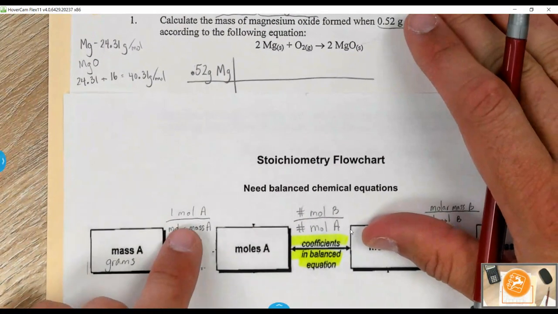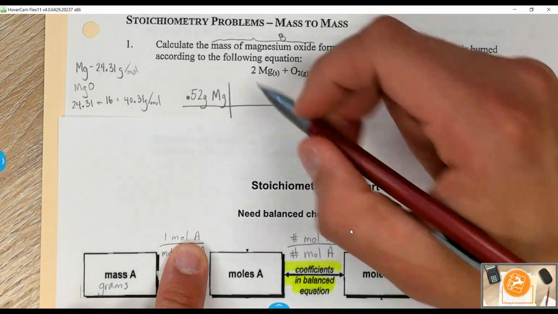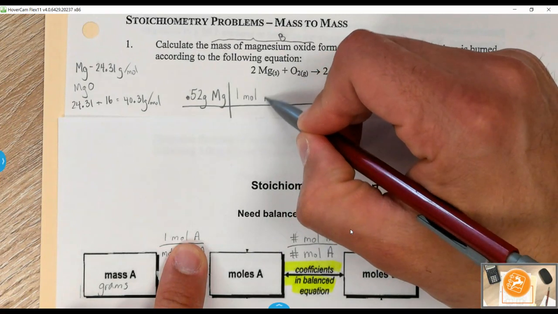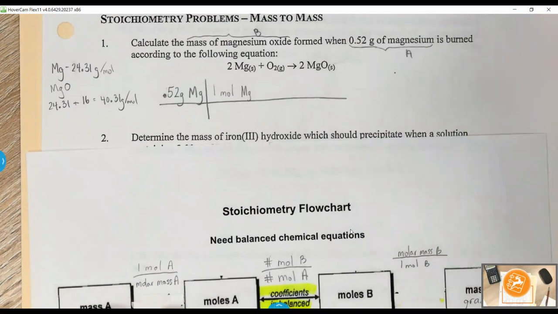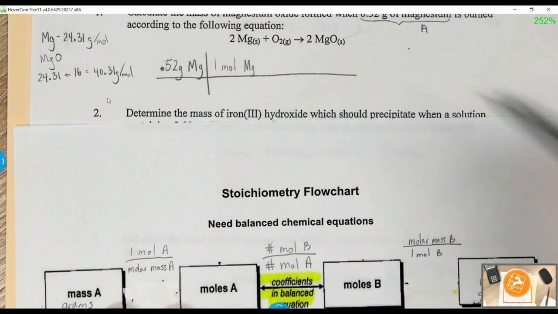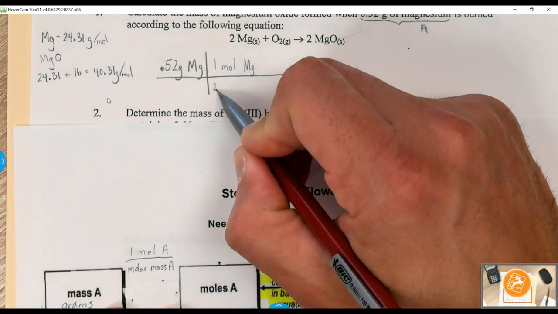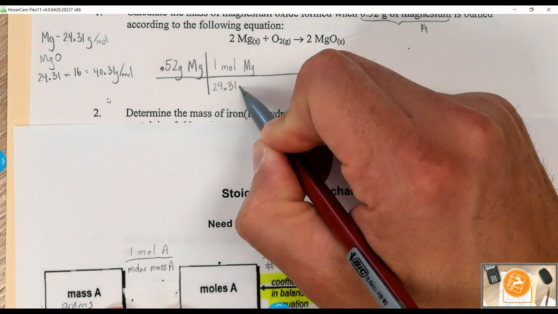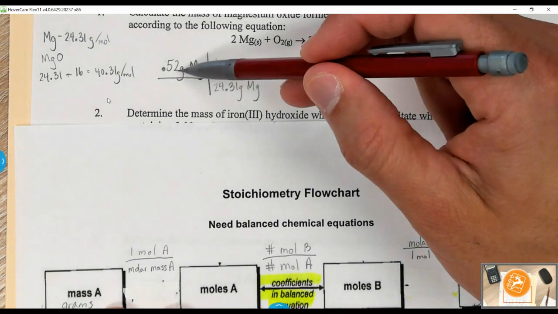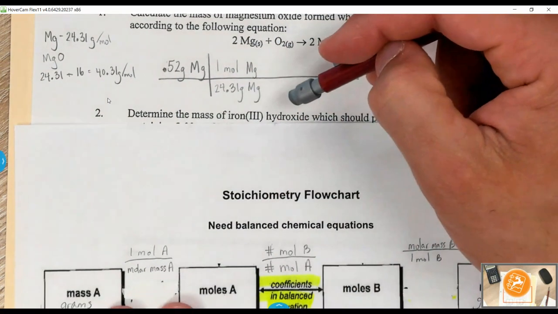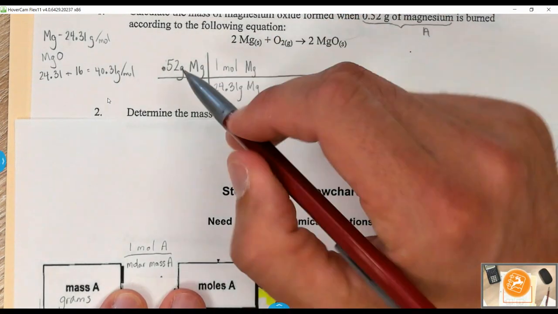Now remember, I said we have to make all 3 conversions. My first conversion is going to be 1 mole of substance A. Again, substance A is magnesium, so you're just going to write 1 mole of Mg, and it's going to go over the molar mass of substance A, which is magnesium. We have that off on the side: 24.31 grams of Mg. Why does it need to be like that? Because in order to move from one unit to the other, we have to cancel out one unit with another. That is why we have 1 mole on top and grams of magnesium on bottom.